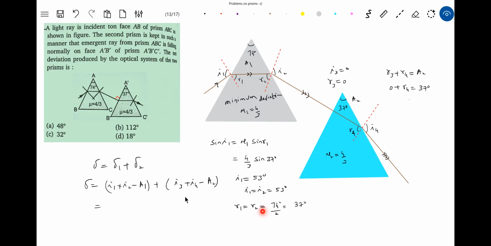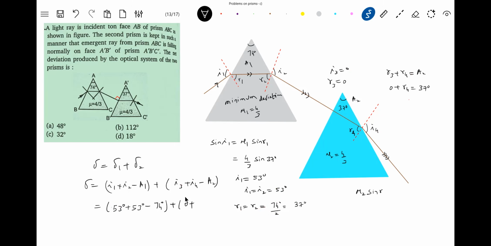Okay, so now we know I1, I2, this one. So what about the I3? It is 0. So we'll substitute this one. I1 will be 53. Only I4 is needed. How to calculate I4?